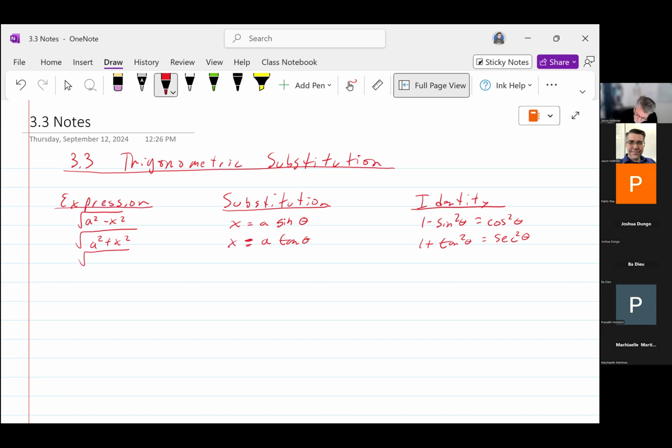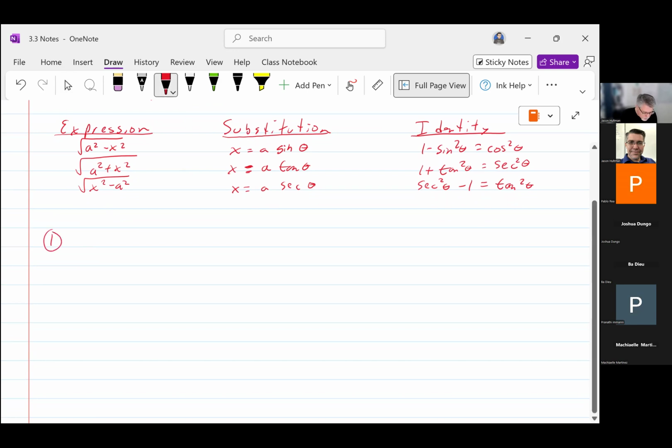And if we have the square root of x squared minus a squared, kind of backwards from the first one, we're going to use x equals a secant theta. And the trig identity that we're going to use for this one is secant squared theta minus 1 equals tangent squared theta.